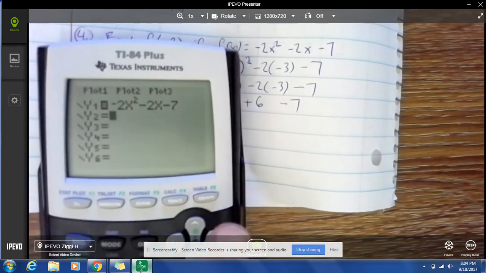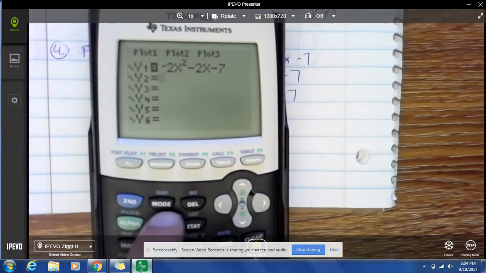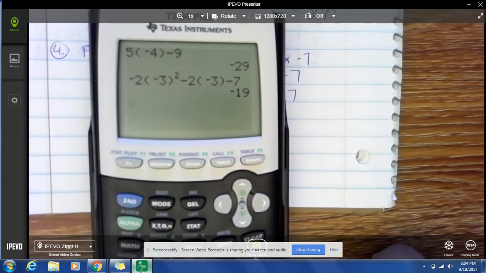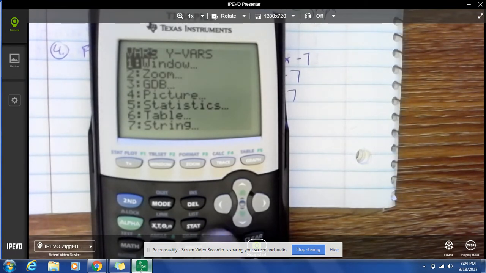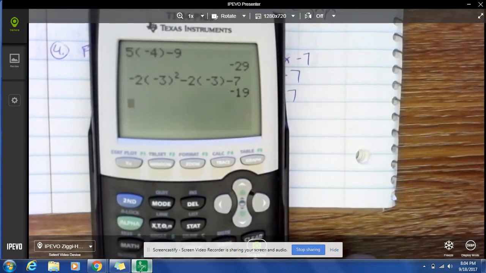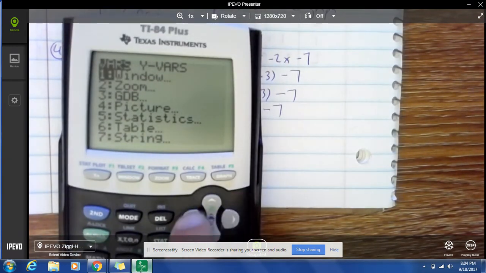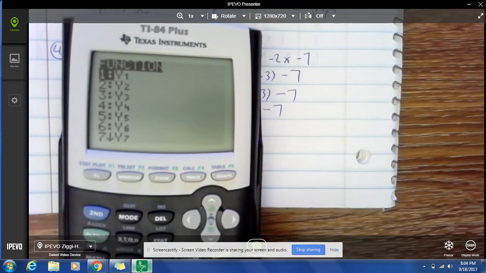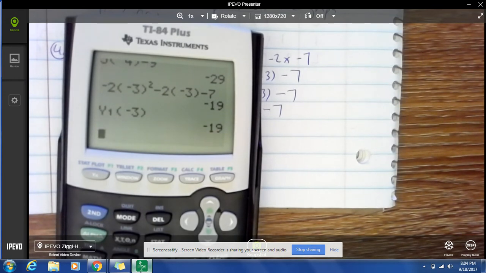Now to get back to the home screen, you hit, do you see the blue word quit right there above mode? You hit second and then mode, and that quits you back to the original screen. Okay, I think if we hit vars. Yeah. So if now you hit the vars button, which is short for variables, and then you go over to yvars, and then you choose function, and then you choose y1, and then in parentheses you put -3, that will also give you -19.